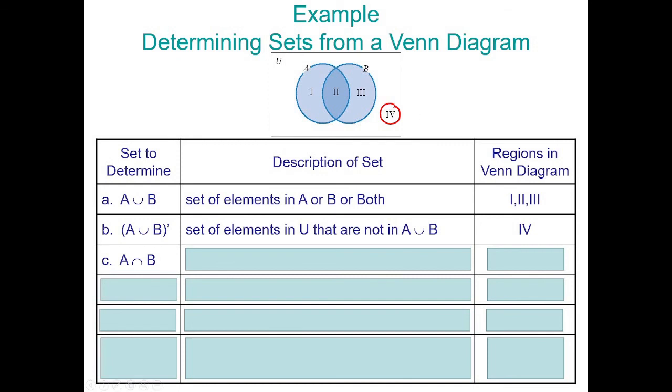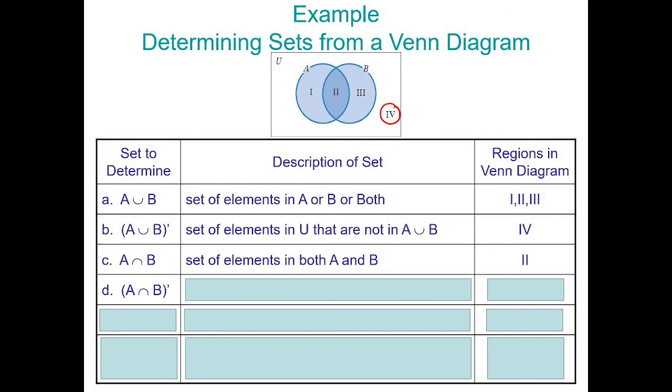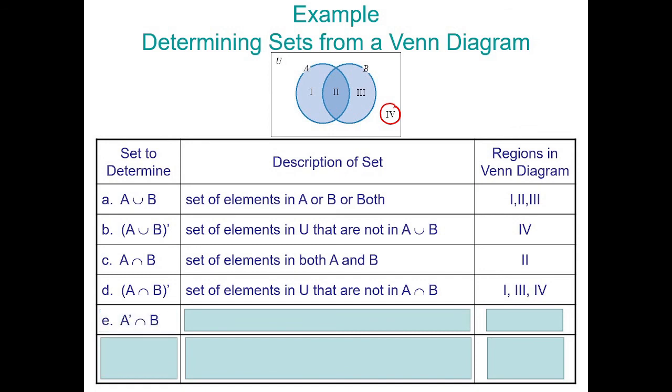Okay. Outside. What about the intersection? Intersection of A and B. Unsay answer? 2. Region 2. I agree with that. Region 2 is right. Let's have kini ang complement sa intersection. Dili Region 2. So unsay nahibilin? Dili Region 2. 1, 3, and 4. 1, 3, and 4. Very good.